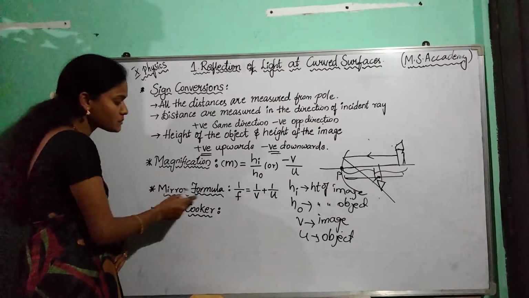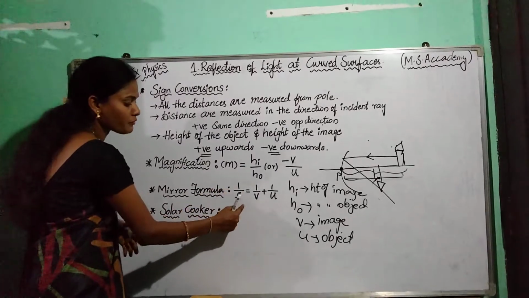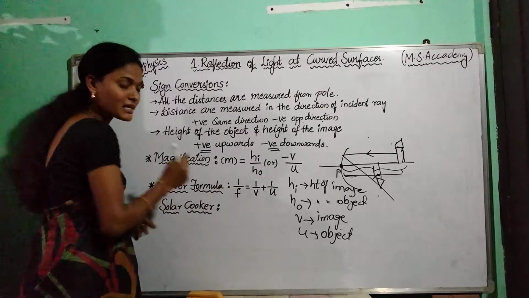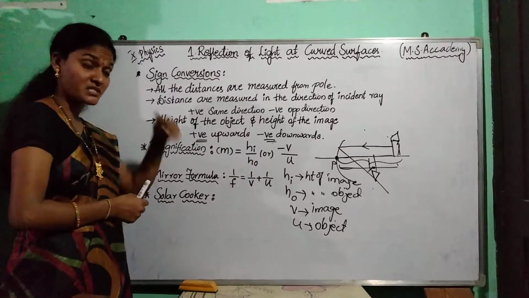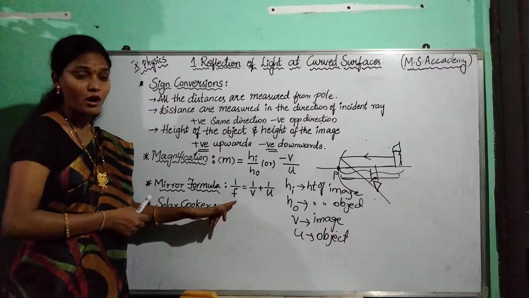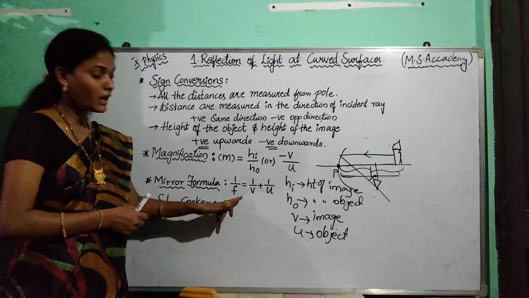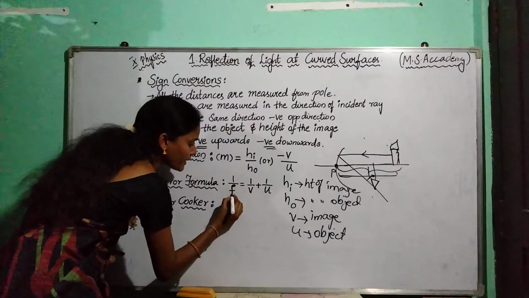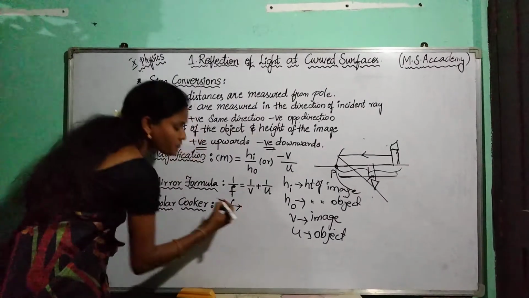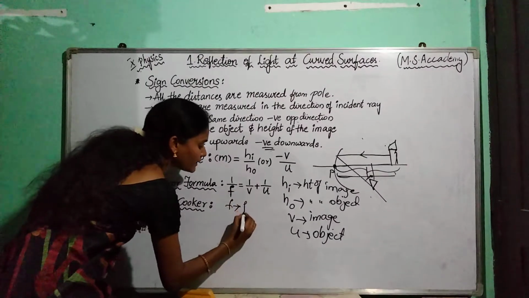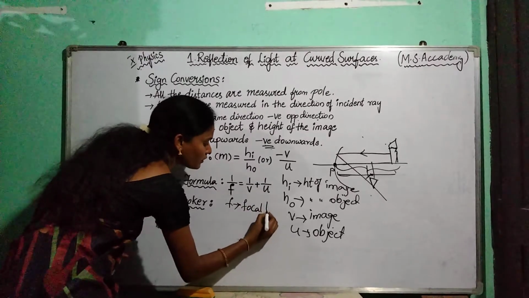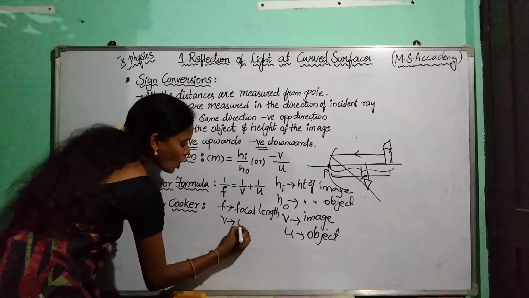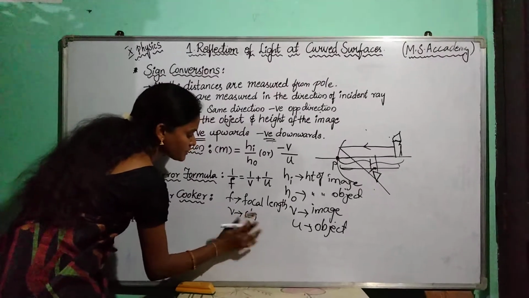Now what is the mirror formula? 1 by f is equal to 1 by v plus 1 by u. Here f is nothing but, as we already discussed in the starting class, the focus or focal point. But here this is a small f, not capital F. Small f means focal length. V is nothing but the image distance.